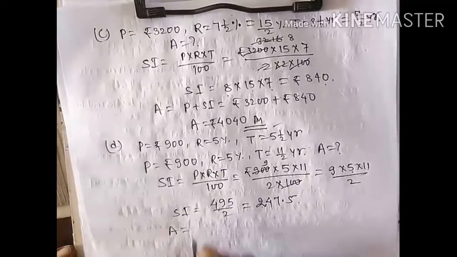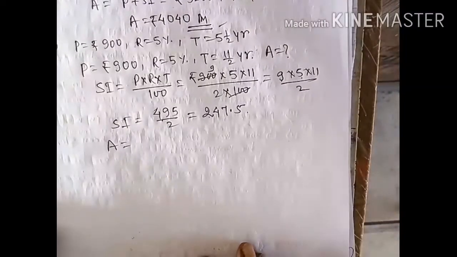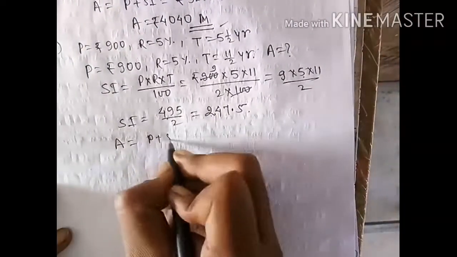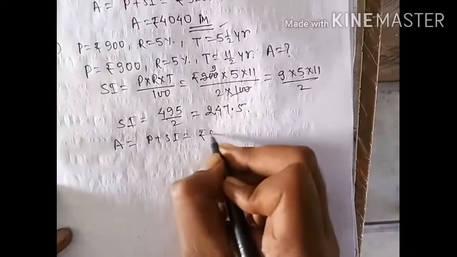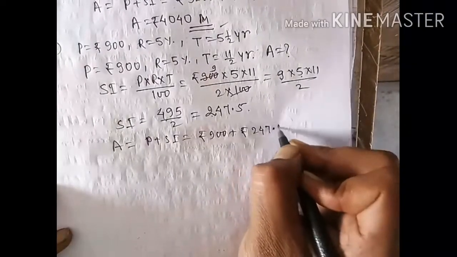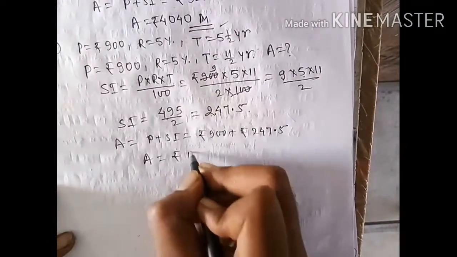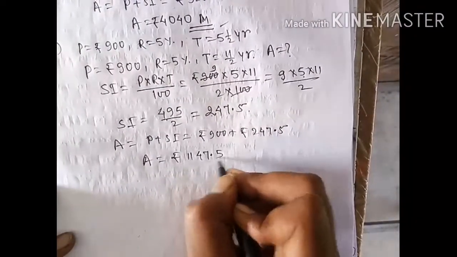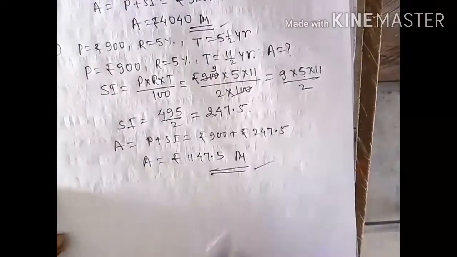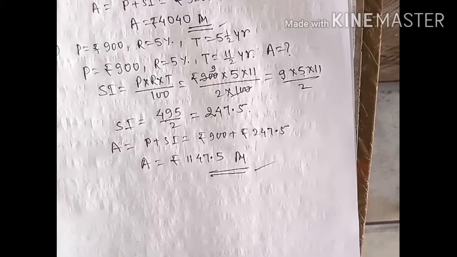Now you have to find amount and amount is P plus SI. अमाउंट क्या होता है? प्रिंसिपल प्लस सिंपल इंटरेस्ट। तो प्रिंसिपल यहाँ क्या है? ₹900 and SI is ₹247.5। After adding you get ₹1147.5। This is the answer. So amount is ₹1147.5। Thank you.